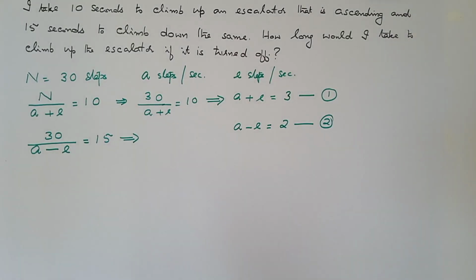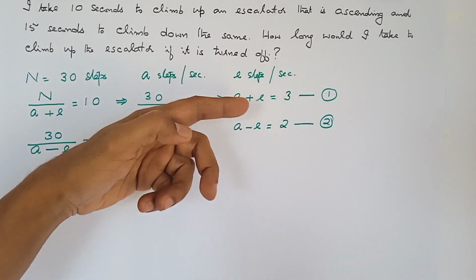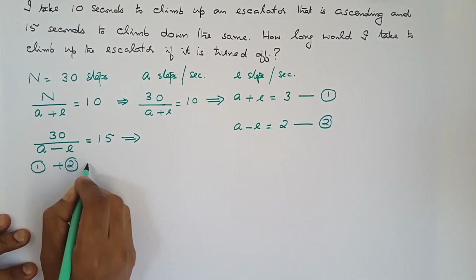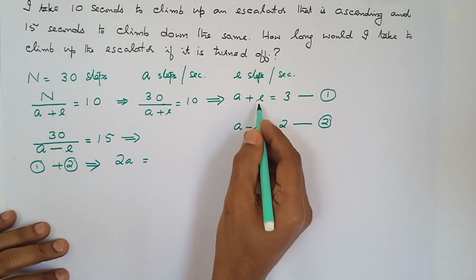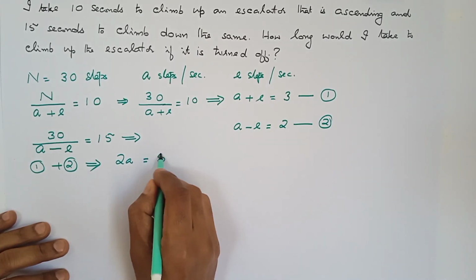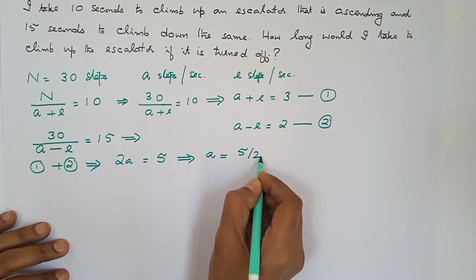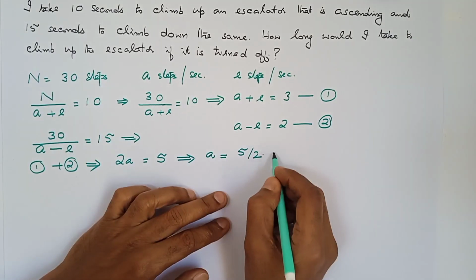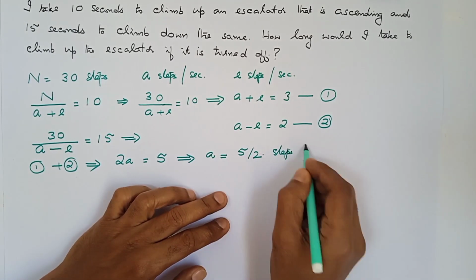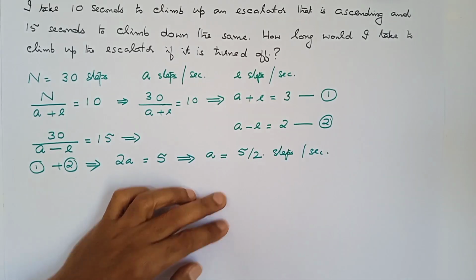There are two very simple equations. Okay, let me add up these two. 1 plus 2: A plus A, 2A. E will cancel out, and the right side is 5. This implies A is equal to 5 by 2, rather, 5 by 2, so many what? Steps per second. This is my speed.